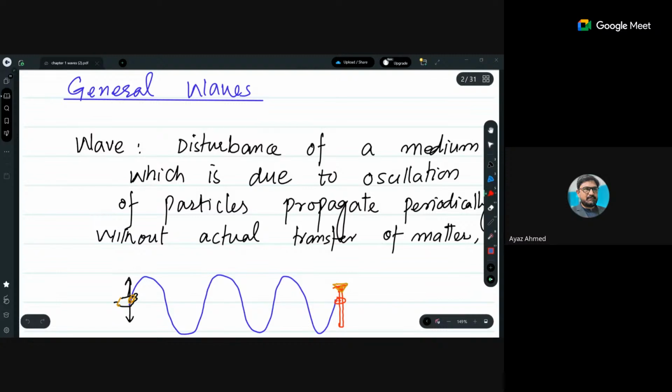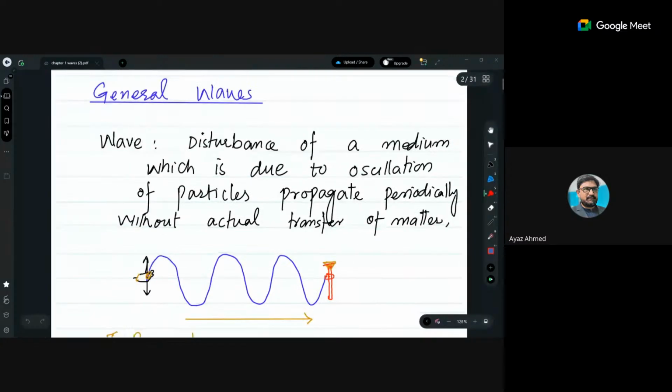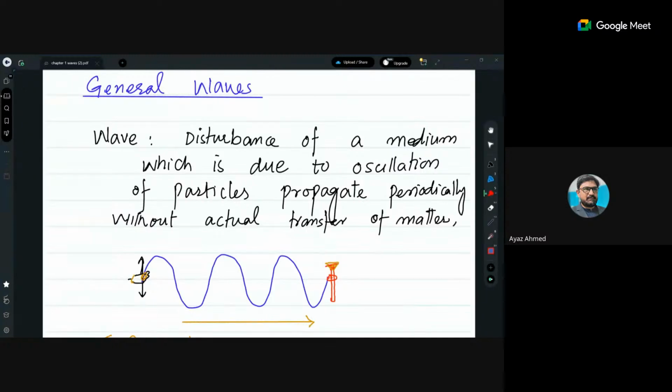If I talk about a wave, a wave is just a disturbance which has taken place in the medium due to vibration of the particles. So I can simply say that when I disturb the particles in a medium, those particles propagate energy from one point to another without the transfer of the particles from one point to another. That is called wave motion.